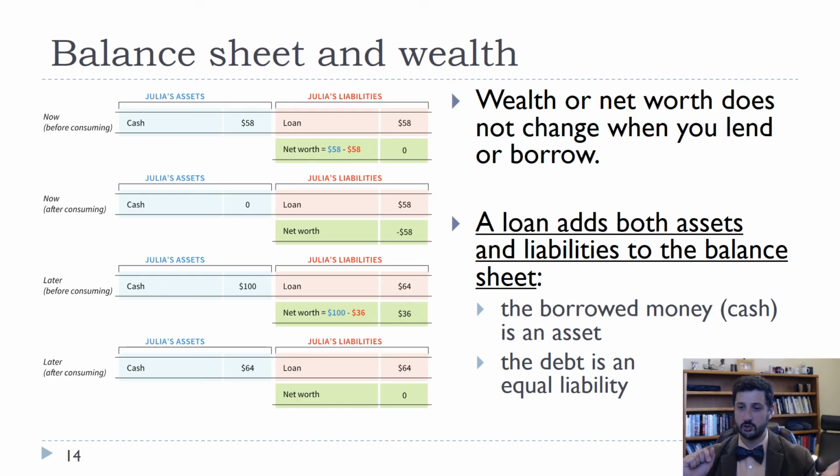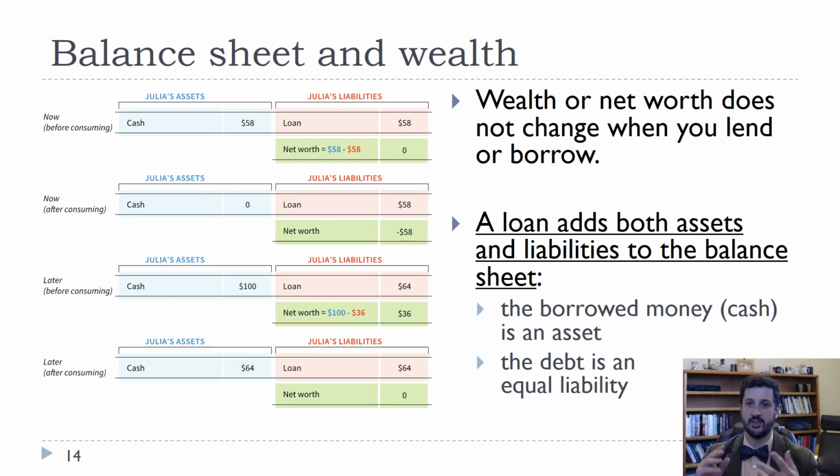Now in the future, we know Julia has $100, right? That's her endowment from the future. Maybe she worked and she earned $100. So now she has $100 of cash, but she still has to pay back the loan. And so now the loan is $64 because it's the $58 plus 10% interest, which is about $6. So she owes $64. So her net worth is $36. If she consumes that $36, then now she has cash of $64 to pay back her loan of $64, and her net worth is zero.